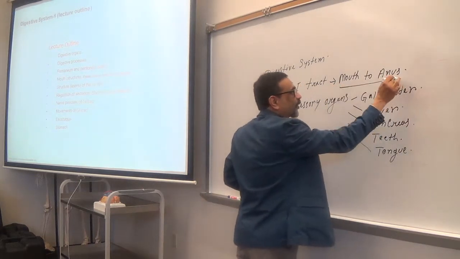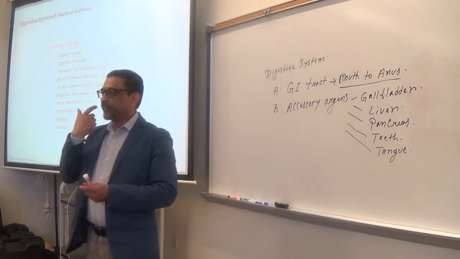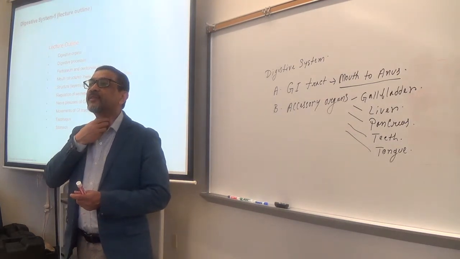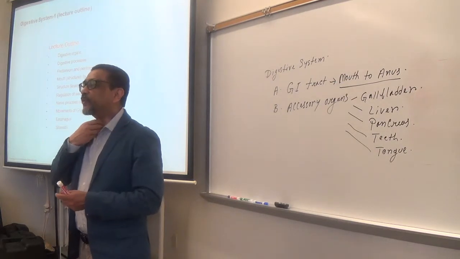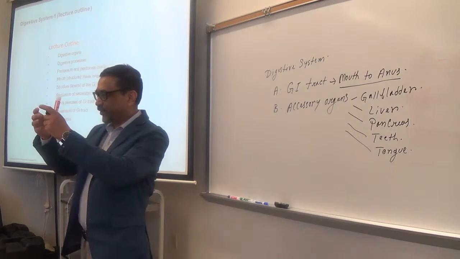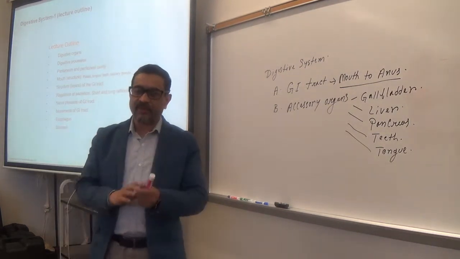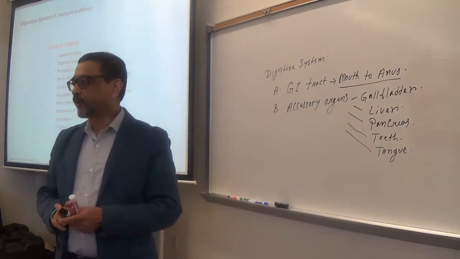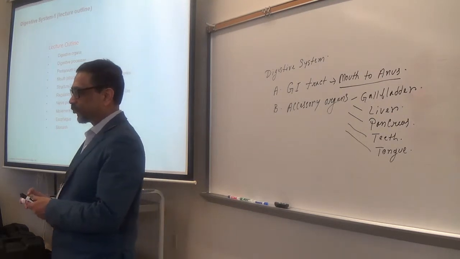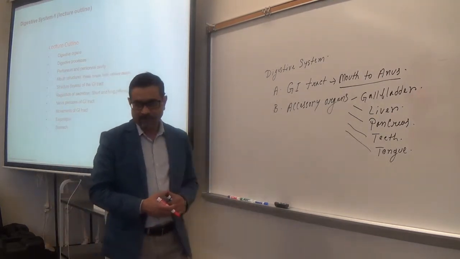Now, the mouth is the first organ, right, or part. Then you have what? Pharynx. Then you have the esophagus, a long tube. Then you have what? The stomach. Then small intestine, large intestine. So I am repeating again. Mouth, which is also called oral cavity. Then next is what? Pharynx. Okay?